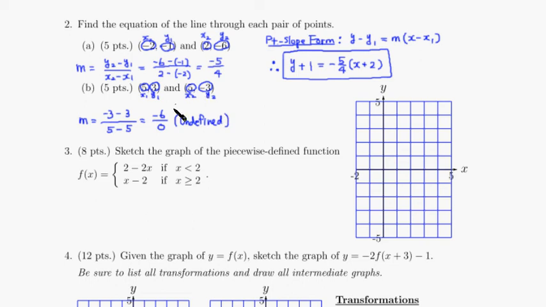If the slope is undefined, then this indicates that you're going to have a vertical line. A vertical line is going to have the equation x equals a constant. You can see that the x value is always 5. So x equals 5 is the equation of the vertical line. All right? That's it. I hope that this was clear.